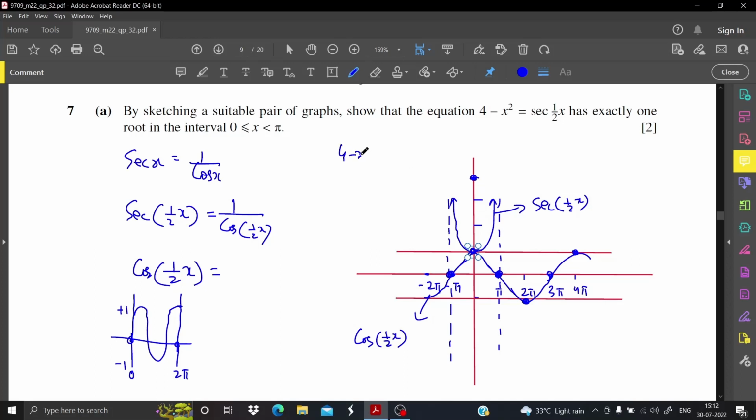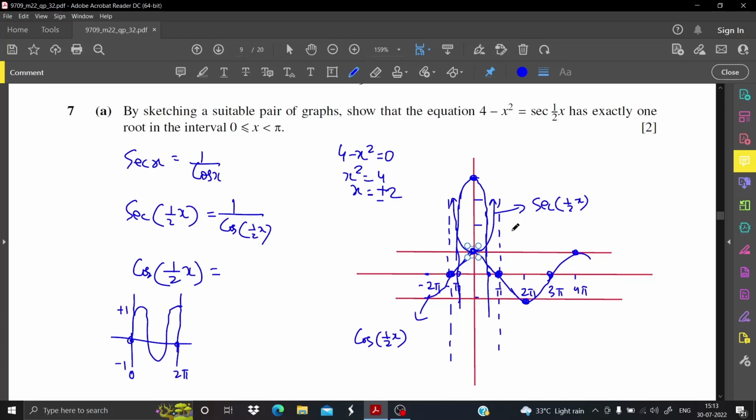Now coming to the 4 minus x squared curve. When you equate this to 0, you get the two x-intercepts, which are plus and minus 2. Of course, most of you know that the pi value is 3.1 something. So the 2 is over here, and the negative 2 is over here. So your parabola will be an open down parabola. That's how you sketch the parabola.